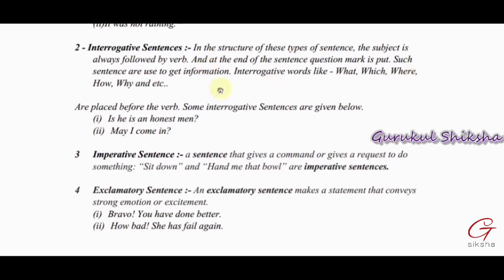Such sentences are used to get information. The words that we use in interrogative sentences are what, which, where, how, why and so on. These words are placed before the verb. Some examples are below so we can understand easily.